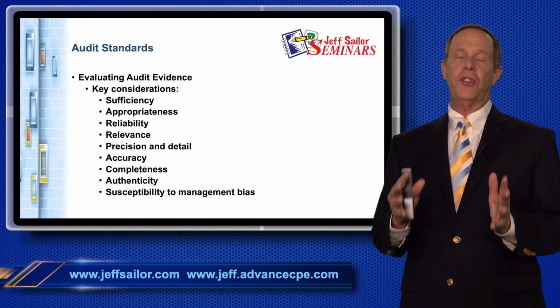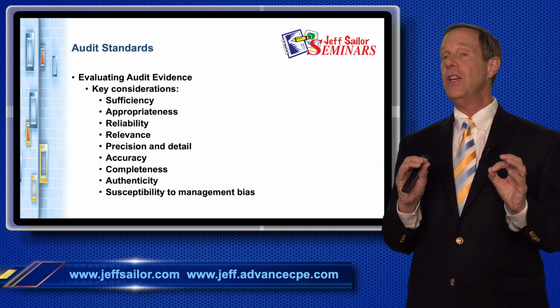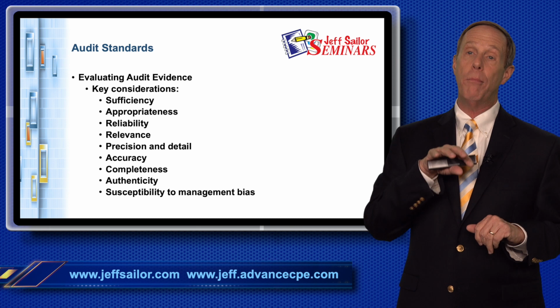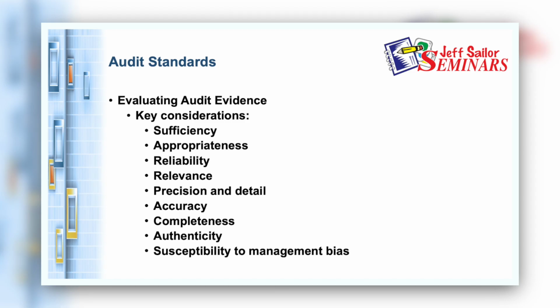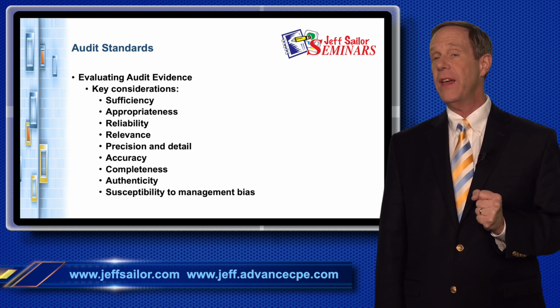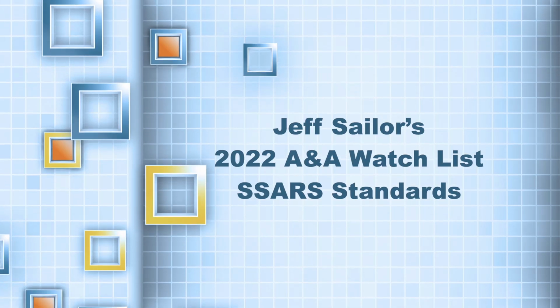Now, some key considerations. These are the things you want to think about, and these are the buzzwords you want to put in your work paper to show that you know what you're thinking about. Sufficiency, appropriateness, reliability, relevance, precision and detail, accuracy, completeness, authenticity, and the susceptibility to management bias. These are the things you should be thinking about, and thus these are the things you're going to want to document.